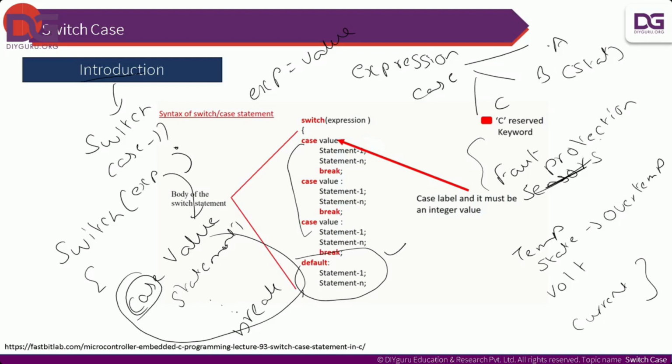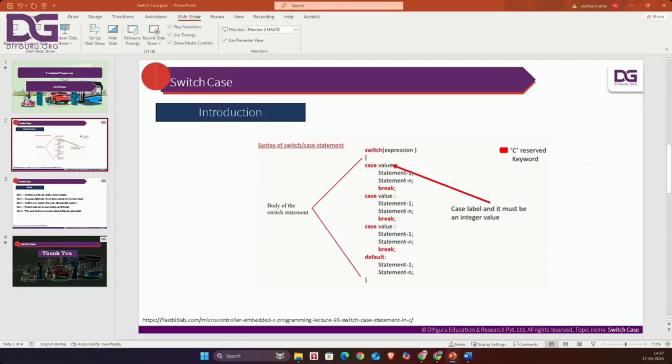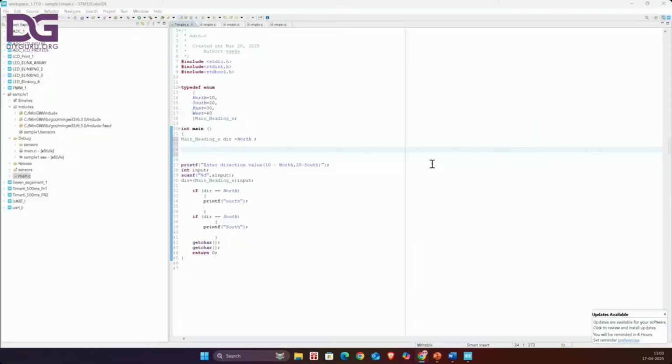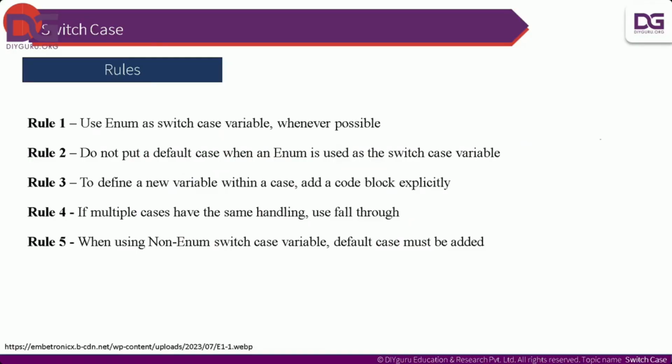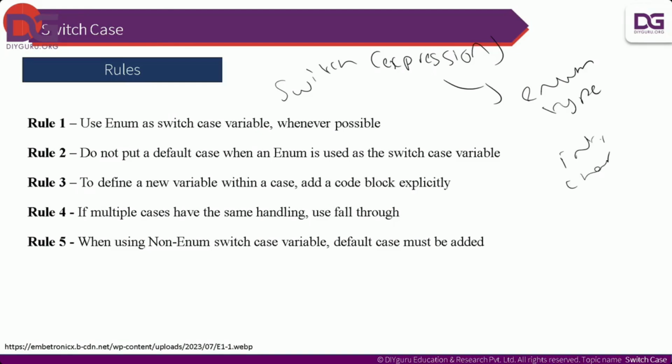Now let's open my STM32. Yeah, I just opened my STM32. First we see the rules. The first rule is that your switch case variable, the expression that we give, should be an enum type. If I use another type, say integer or character, it can take any values, but enum types are constant and known values.